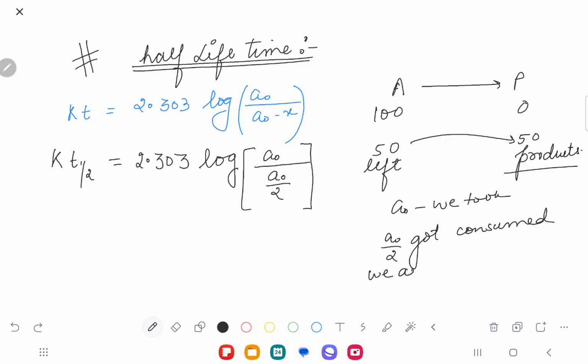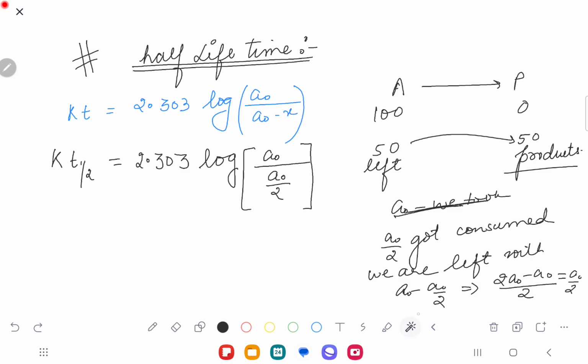So we are left with a naught minus a naught by 2. Are you understanding? We took a naught, a naught by 2 got consumed, and then we are left with a naught minus a naught by 2. That would be 2a naught minus a naught by 2, which is a naught by 2. So here, what are we substituting? The a naught we took is in the numerator, and the denominator is how much we are left with. So we are left with a naught by 2.